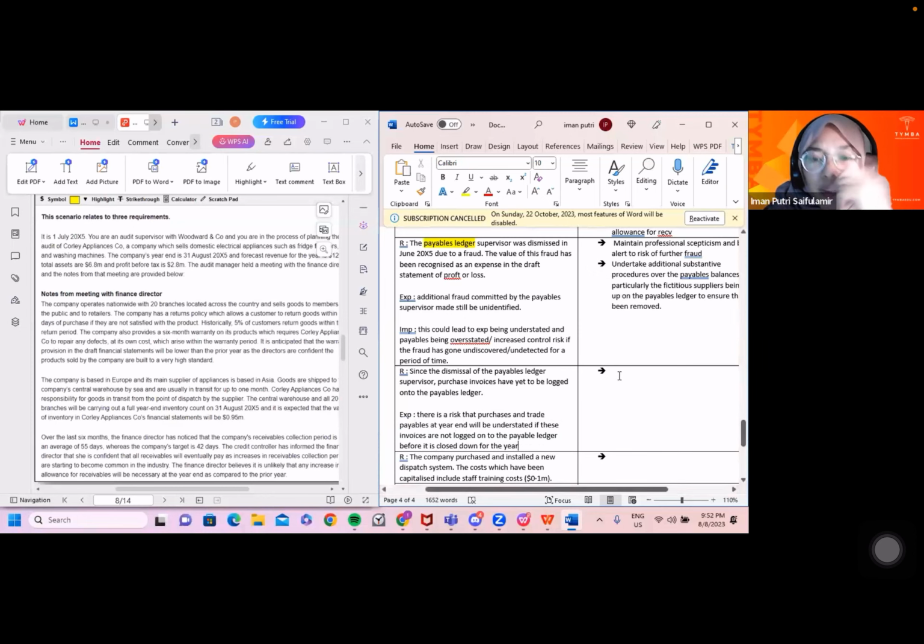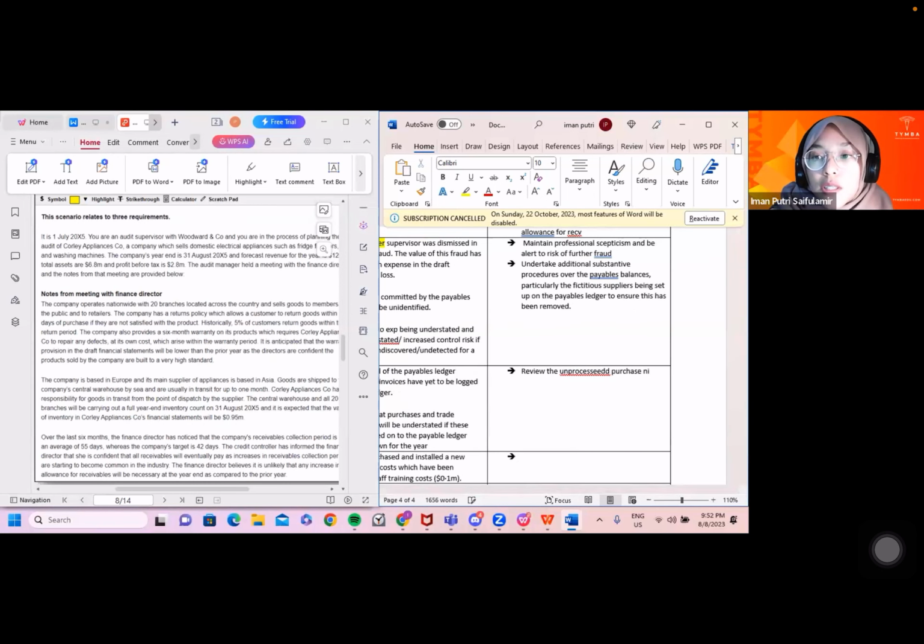Okay, so I would say that this point here is not very strong. Usually I feel like if you have a choice, maybe don't take this point. Especially the auditor's approach point is not something that we usually see. We want to look into the purchase invoices that have not been logged yet. Review the unprocessed purchase invoices file at the year end, and then identify any invoices which relate to supply of pre-year end goods and ensure they have been properly accrued for in the year-end financial statements and recognized as a liability.